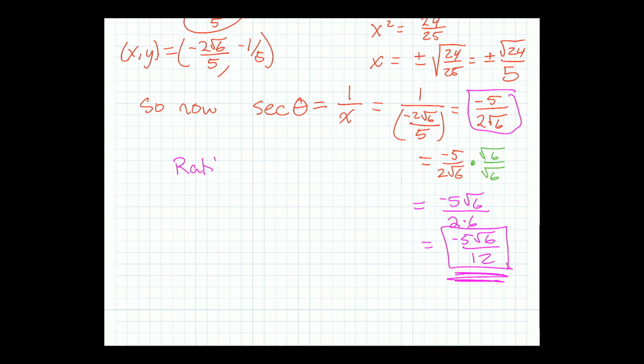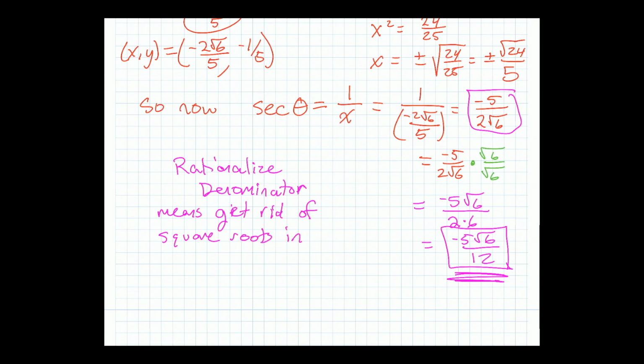So rationalize denominator. Again, let me write that nicer. Denominator means get rid of square roots in the denominator. And we did. So that's what we were trying to do with that. Okay, so we did it.